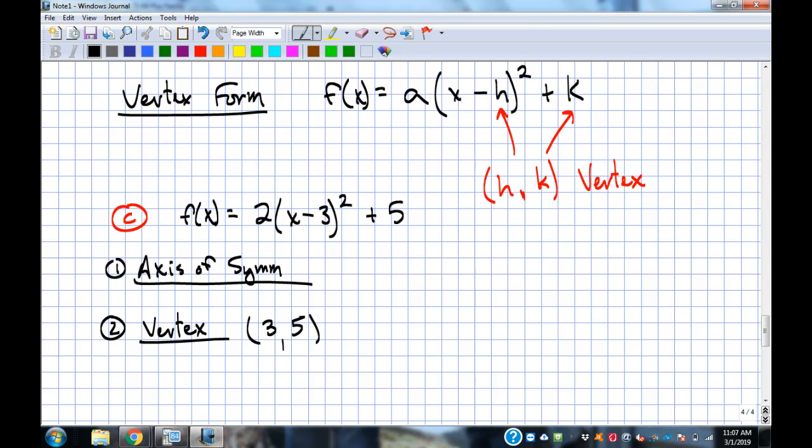Why is it a minimum? Yeah, the A in the front, the 2, is positive, so it's going to open up. So we know that's a minimum. So there's our vertex. We know it's a minimum because A was positive. Vertex was (3, 5), so our axis of symmetry is x equals 3.